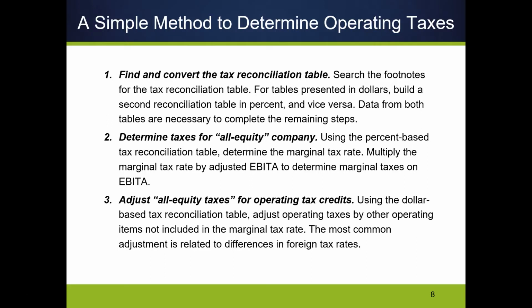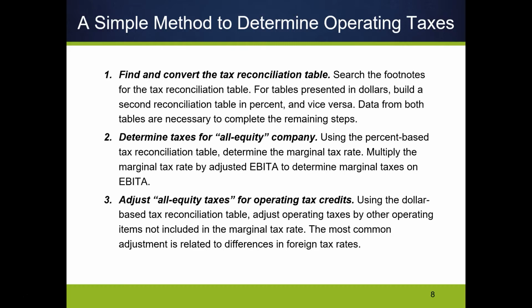Right? The first is we find the tax reconciliation table. I convert it to dollars if it's in percent, or percent if it's in dollars, so that I have both the percentage table and the dollars table, just like from the example that we worked. Then I determine the taxes for the all equity company. So I'm going to try and figure out the marginal tax rate, and I'm going to multiply that by EBITDA to determine the marginal taxes. Then I adjust all equity taxes for any operating tax credits, and that leaves me at our operating tax rate.